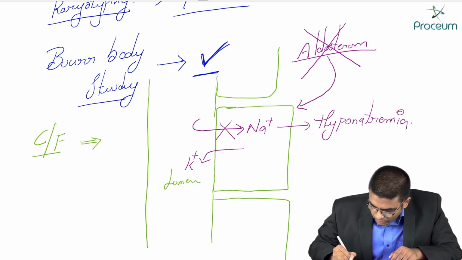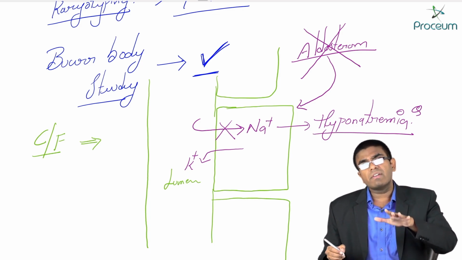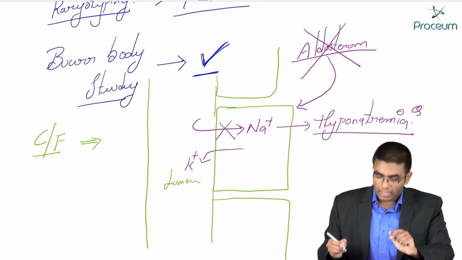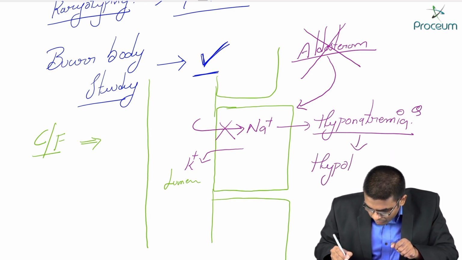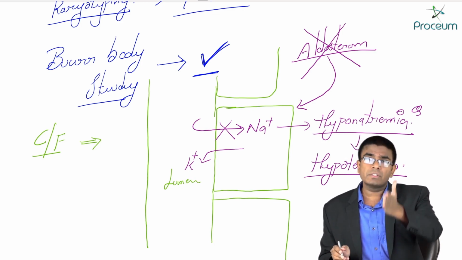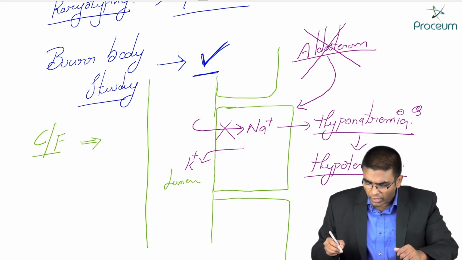Hyponatremia. Okay, so the patient will be having hyponatremia. If the patient has less sodium in the body, it causes what? Hypotension. Okay, so why? Because the sodium which is supposed to be absorbed is not getting absorbed, it's going in the urine. Along with the sodium, water will also follow, so the patient will have hypotension.